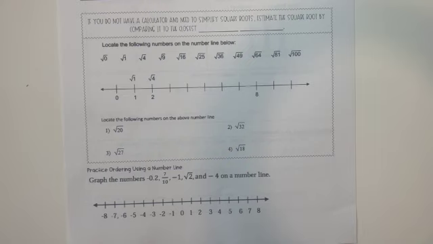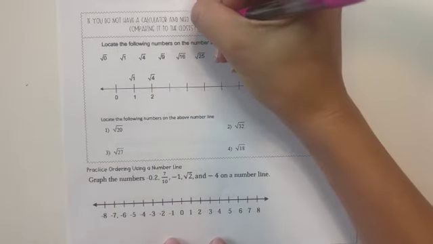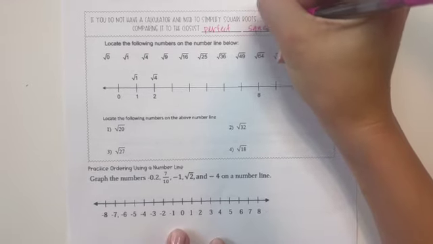All right, the first thing we're going to do is tell students that sometimes you might not need a calculator and you're going to want to simplify square roots. You're going to do that by estimating and comparing it to the closest perfect square. My perfect squares can be found below.